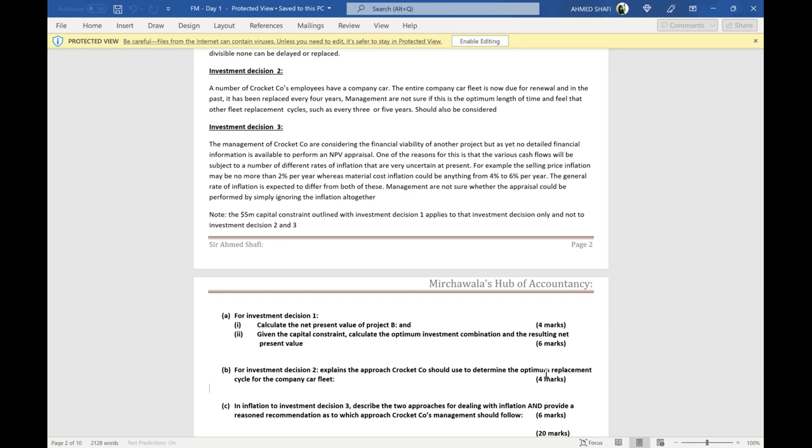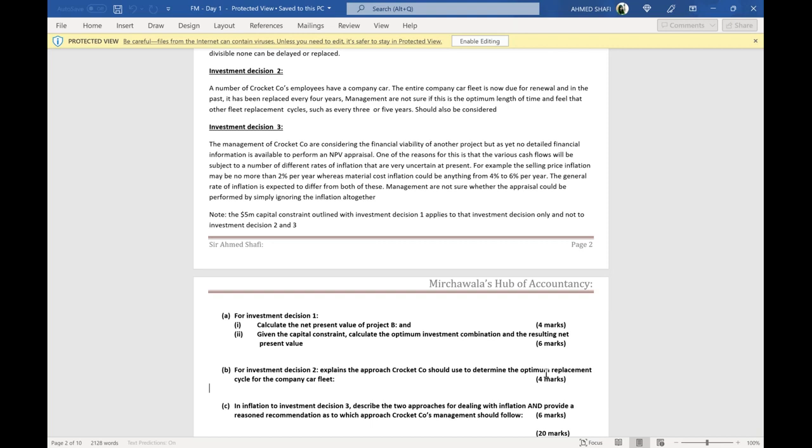I have decision 2 in front of me, just read investment decision 2. A number of Crockett's employees have a company car. The entire company car fleet is now due for renewal, and in the past it has been replaced every 4 years. Management are not sure if this is the optimum length of time and feel that other replacement cycles such as every 3 or 5 years should also be considered. This is only investment decision 2 data, nothing else.